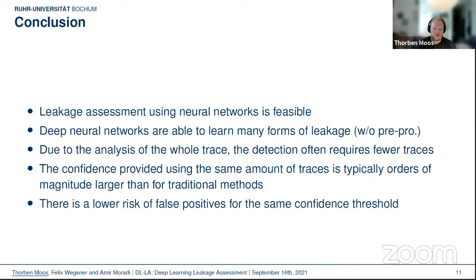Also, the analysis often requires fewer traces than classical tests because the detection is based on the full trace at once and not on each point or a combination of a few points individually. The confidence produced is also orders of magnitude higher usually, and the risk of false positives is reduced when the same threshold is considered because you only give one value instead of one value per point of the trace.